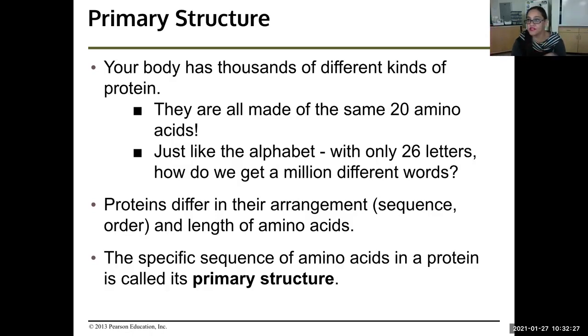Some proteins consist of 3 amino acids, some proteins consist of 50 amino acids, and they're all in different orders. So proteins differ in their arrangement, their sequence, their order, and length of amino acids. And the specific sequence of amino acids in a protein is called its primary structure. It would just be like the way the letters are arranged in a certain word is called its primary structure.